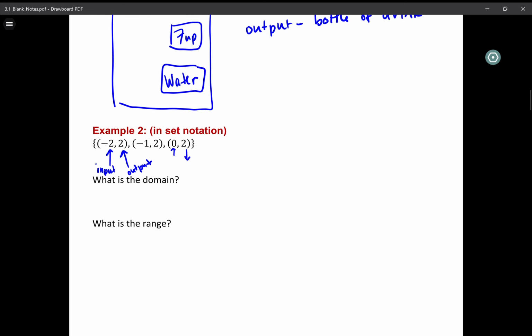All right, so in this example, what is my domain? Well, remember, your domain is the set of all inputs. So which ones are my inputs? The first value in each ordered pair.